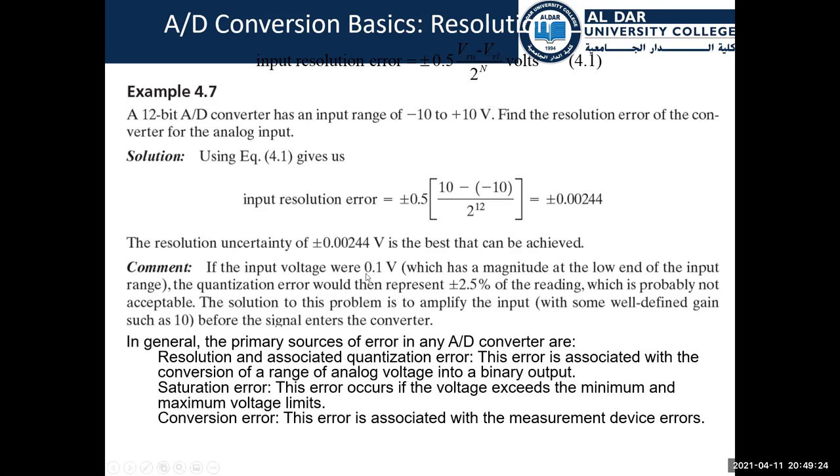So for example, if the voltage is not 10, it is 0.1 volts, this is going to give us 2.5 percent, and this is going to affect the resolution accuracy. The conversion will be weak because the range here is very high, but the range here is not very high. It is from 0 to 0.1, and the range is very small. If we divide it by 2 to the power 12, we will get a very small number compared to this one, and the resolution uncertainty.